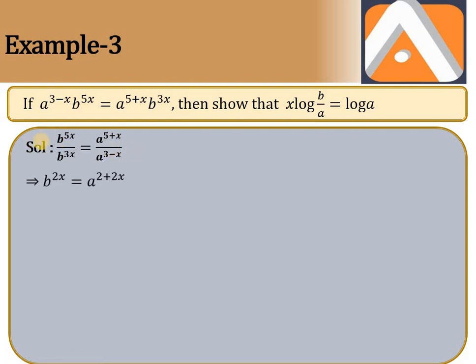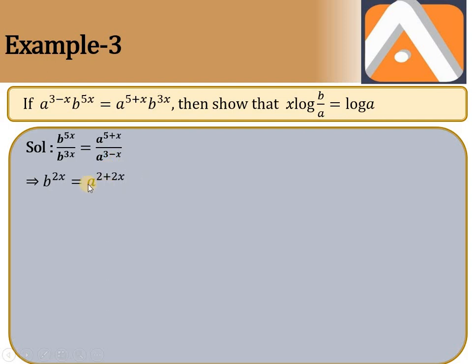So a raised to m upon a raised to n will be a raised to m minus n, that is b raised to 5x minus 3x. 5x minus 3x will become 2x. Here a raised to 5 plus x upon a raised to 3 minus x becomes a raised to 5 plus x minus 3 plus x, which becomes a raised to 2 plus 2x.